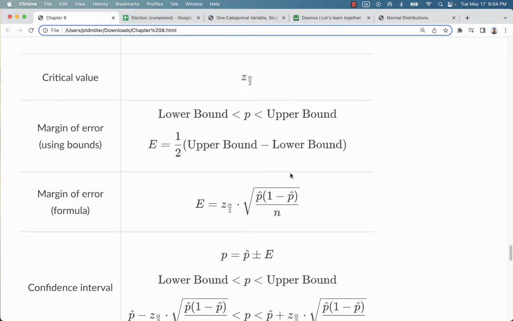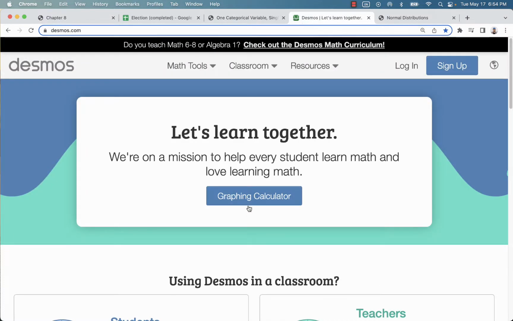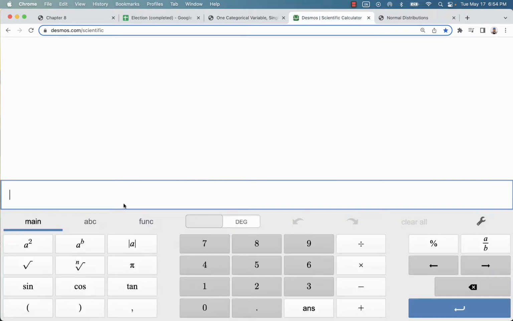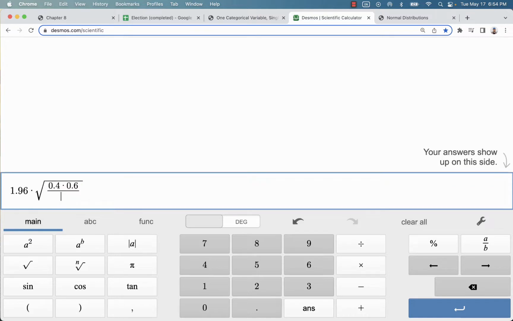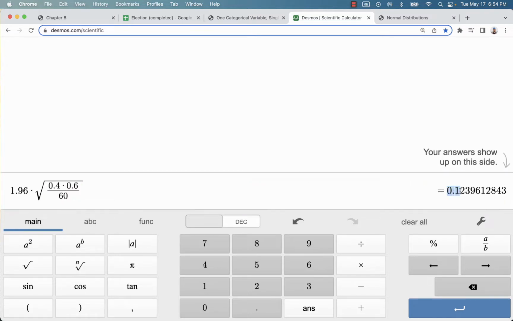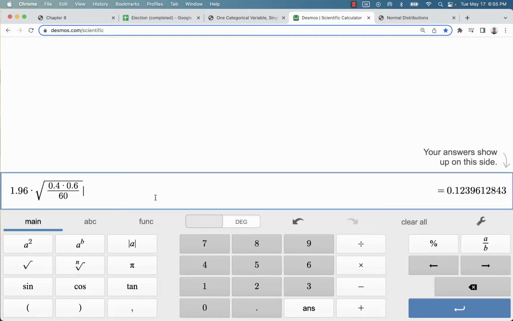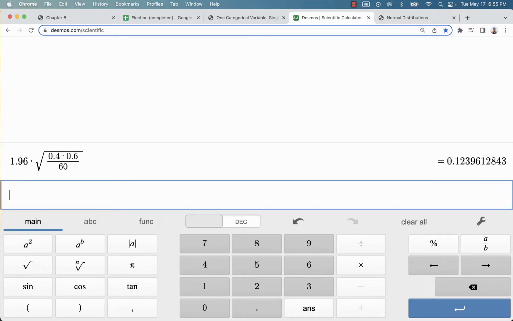So we can do this by hand as well. It's not too bad at all. What I would do is go to the scientific calculator, take 1.96, which is our Z critical value, times the square root of the sample proportion, p hat, which is 0.4, times the complement, 1 minus p hat, which is 0.6, and divide by the value of n. That's a sample size of 60. So I could find my margin of error this way, and then add and subtract it from my point estimate.